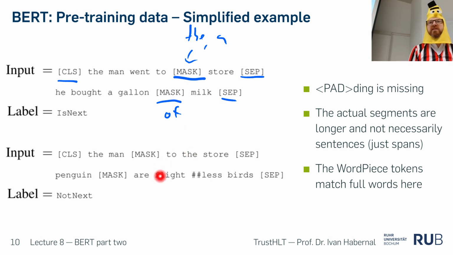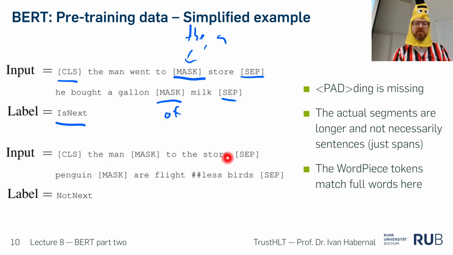What we're missing here, what we're putting here, are articles or some other part of speech words. And as you might see, this whole sentence makes sense, which means the label is next: true. The second sentence comes after the first one.